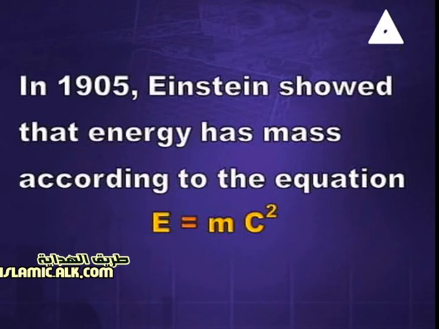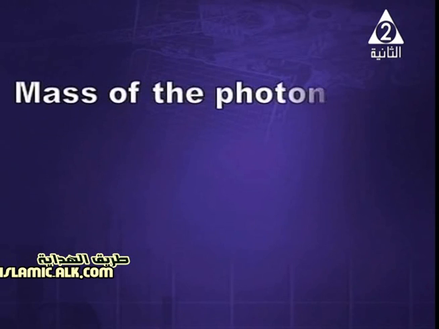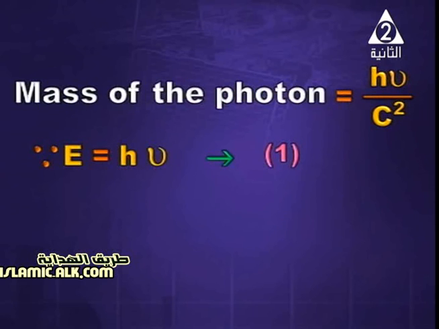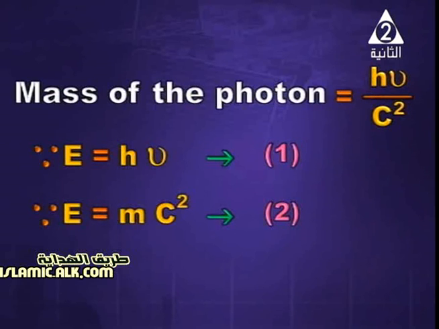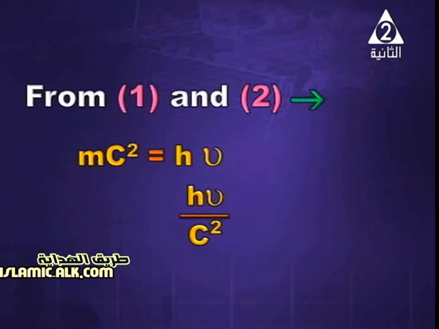In 1905, Einstein showed that energy has mass according to the equation E equals mc squared. So the energy of the photon equals mc squared, and it is equal to h nu. In this way, we'll be able to determine the mass of the photon and the momentum of the photon. So photons behave like particles, and like waves, of course; they've got dual property. So the mass of the photon equals h nu over c squared. How? E equals h nu, the energy of the photon, on one hand is proportional to the frequency, and from Einstein's equation it is equal to mc squared, so h nu equals mc squared.